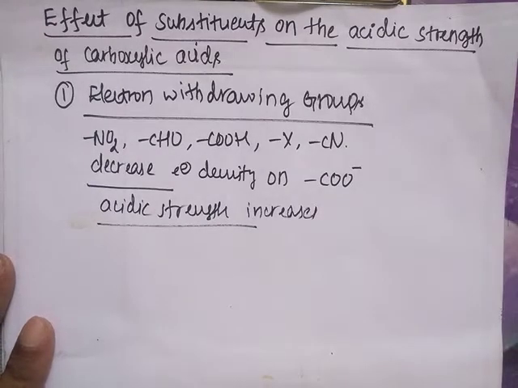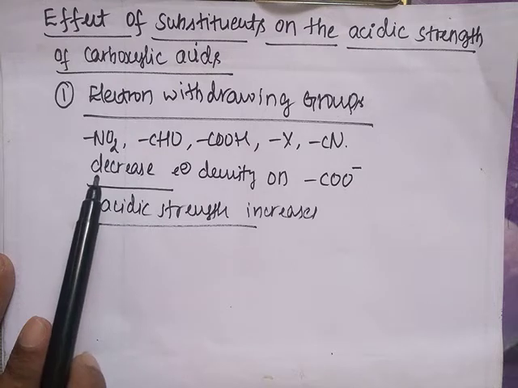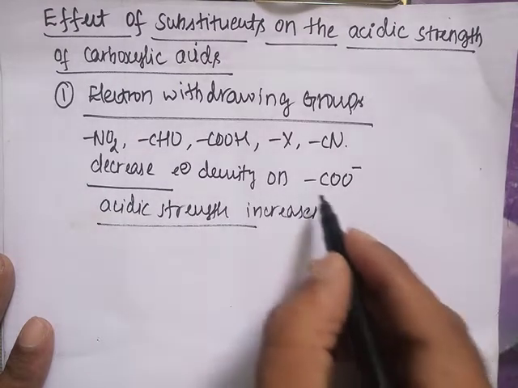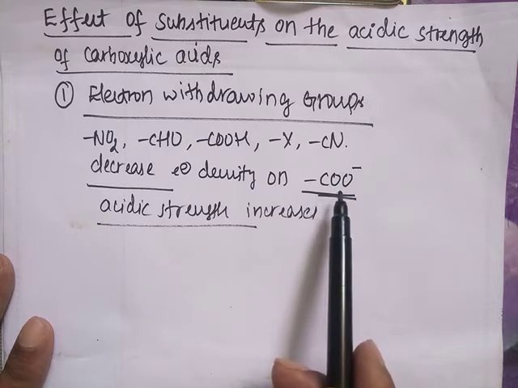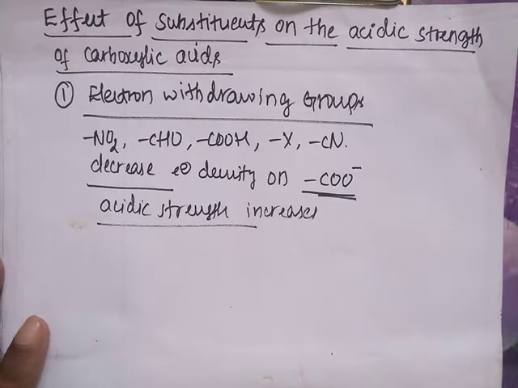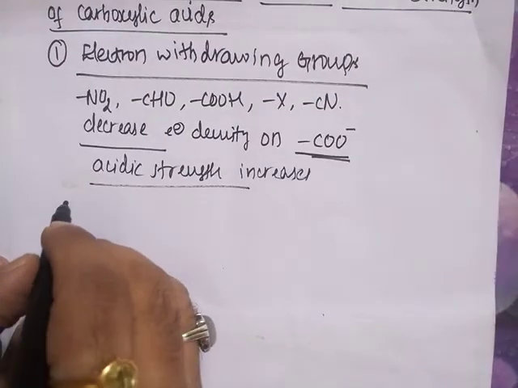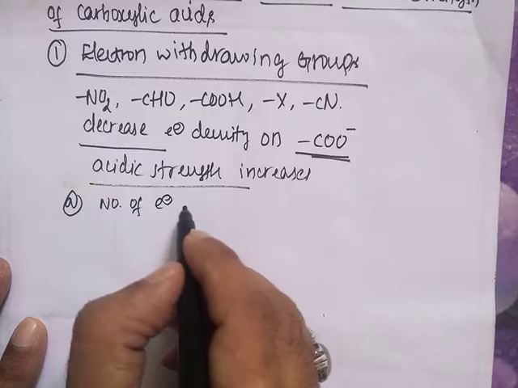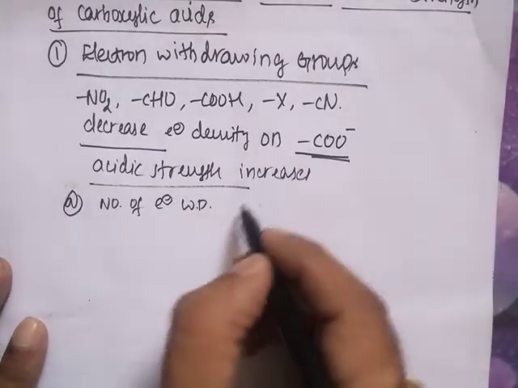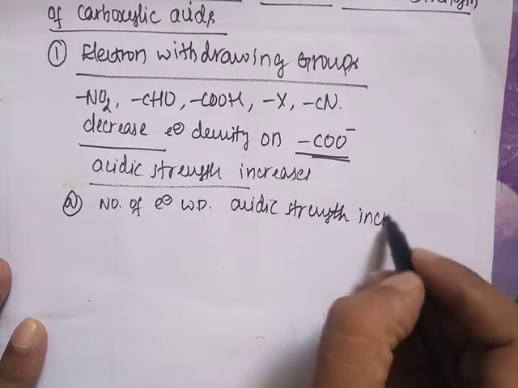So the presence of electron withdrawing groups increases the acidic strength of carboxylic acids, because they decrease the electron density on the carboxylate ion. The negative charge on the carboxylate is stabilized, and hence the acidic strength increases. As the number of electron withdrawing groups increases, the acidic strength of the carboxylic acids also increases.